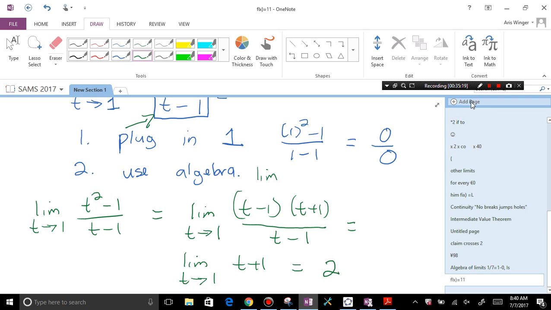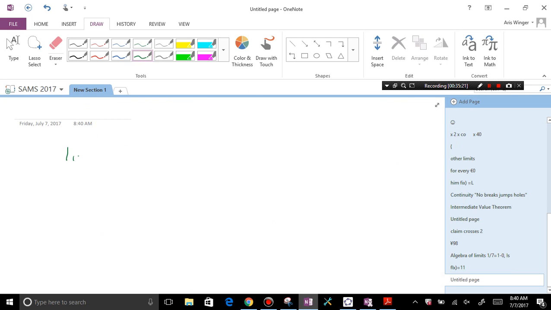On the homework, we did something like this: the limit as x goes to 9 of the square root of x minus 3 over x minus 3. For a mathematician, this problem is not that different.